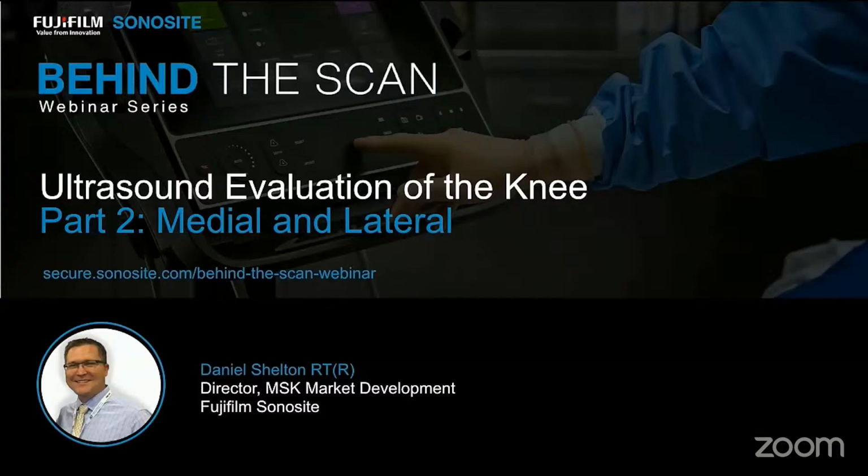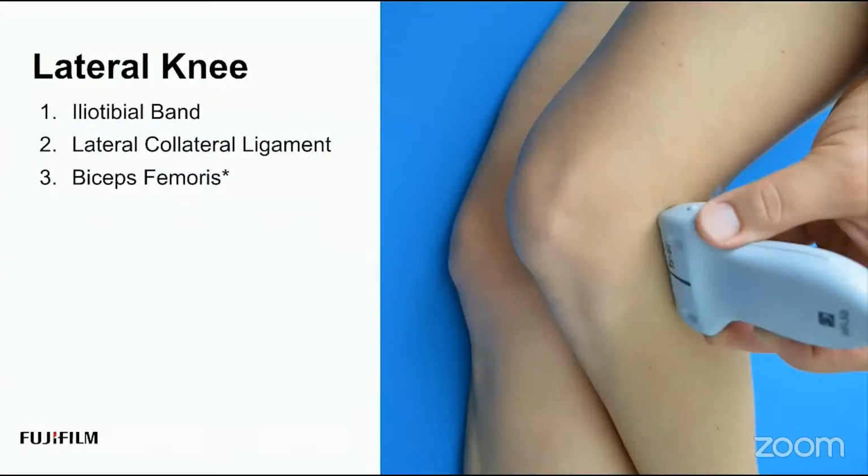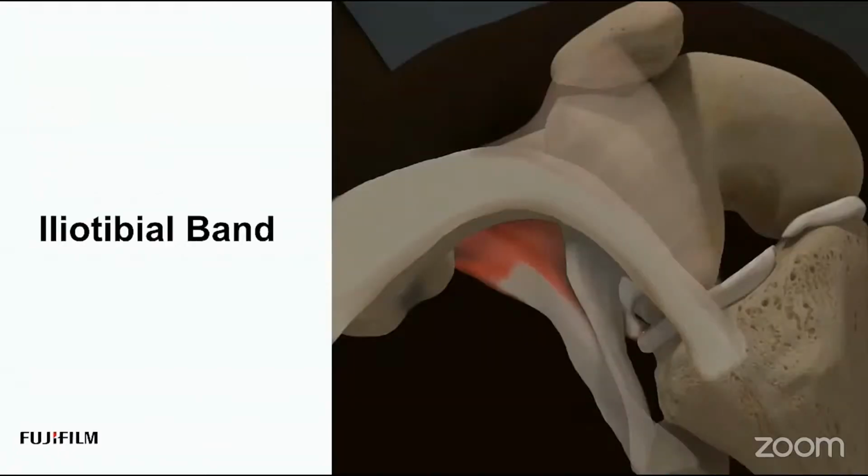As Chris mentioned, we're going to start with the lateral knee. We're going to be discussing the IT band, the lateral collateral ligament, and briefly in the live scan, we'll discuss the biceps femoris. We're not going to spend a lot of time on that anatomy as it's more of a posterior structure, and we'll cover that in the posterior knee webinar as it traces up and follows some of the neurovascular structures that are helpful as landmarks. We'll begin with the IT band.